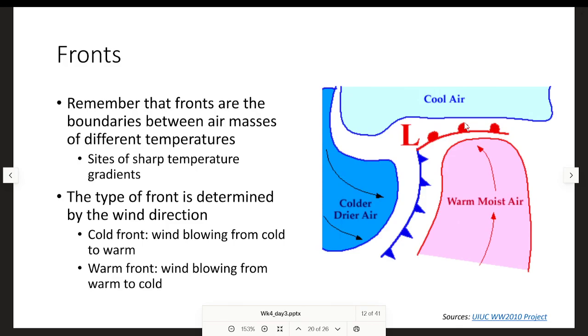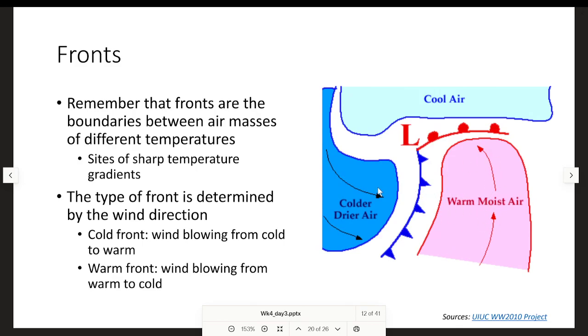So remember that the fronts are the boundaries between air masses. This is the warm, moist air. People call this the moisture tongue, and it's really funny because it does look like a tongue in this drawing. So you get this warm, moist air, usually Gulf air. And these are the sharp temperature gradients right here. This air mass is completely different than this air mass.